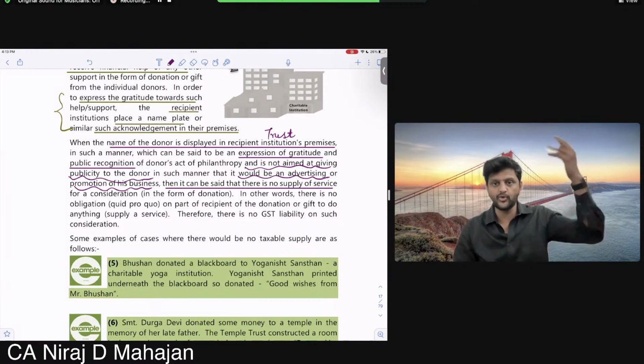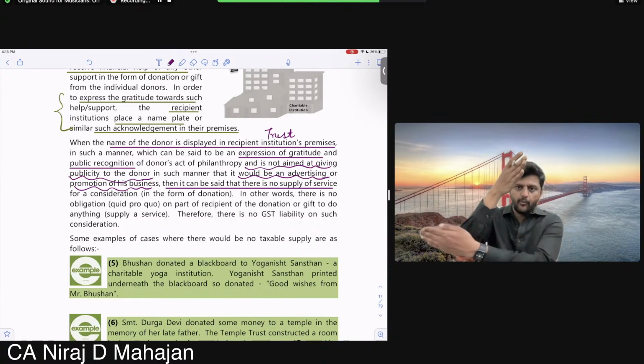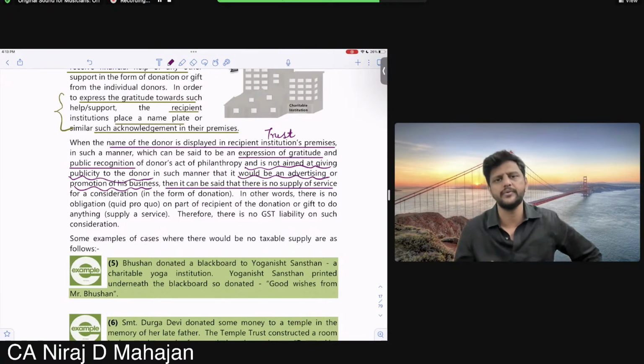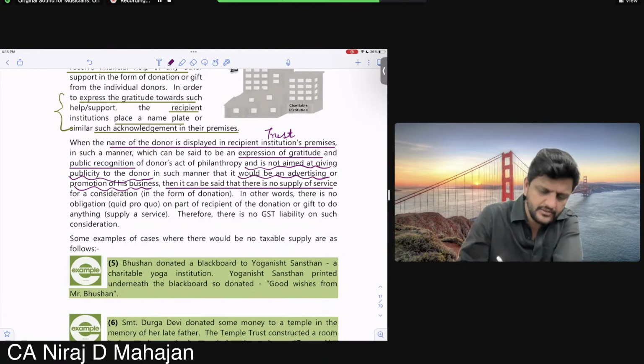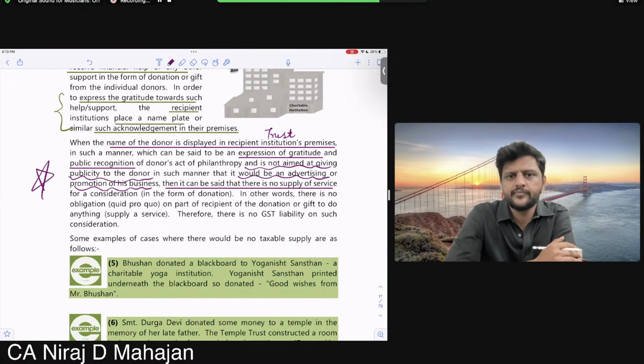Promoted means promotion, advertisement. Did you understand or not? Check. Donor gave the donation and the trust is promoting the donor, or the trust is promoting his business like an advertisement. In that case, that will be a supply. Yes or no? Star mark here. Khushbu, Nitin, Indrajit, Mansi.